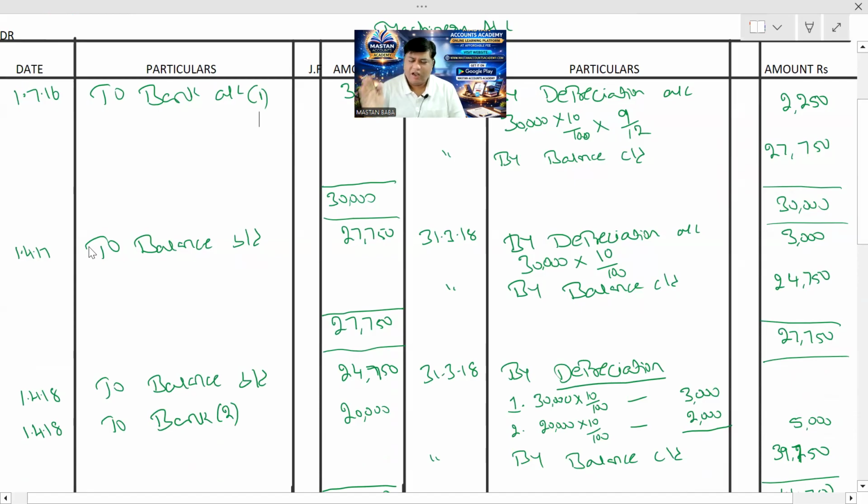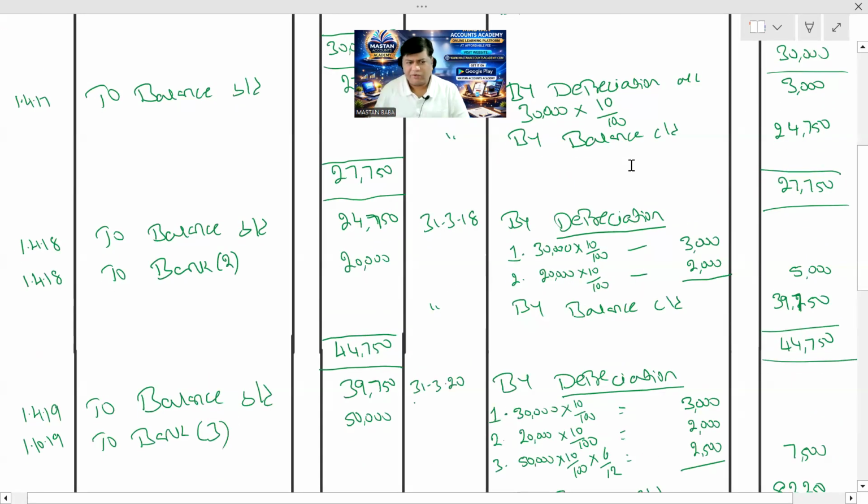In this accounting year, neither old machine has been sold nor new machine bought. So no new machinery was bought, no old machinery was sold. Therefore just by depreciation, 30,000 old machinery at 10% is 3,000. 24,750. That means in the first year 9 months one machine was there, and next year a full year also one machine was there. On 1st April 18, the next financial year's beginning, 24,750 is the value of the first asset.